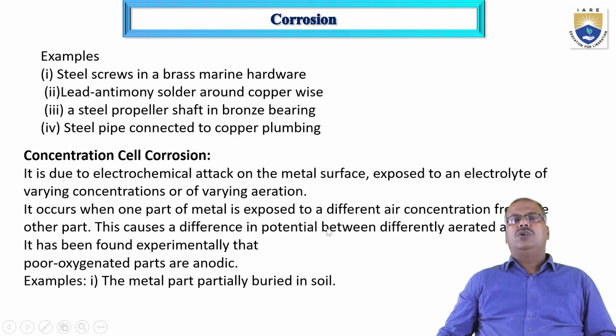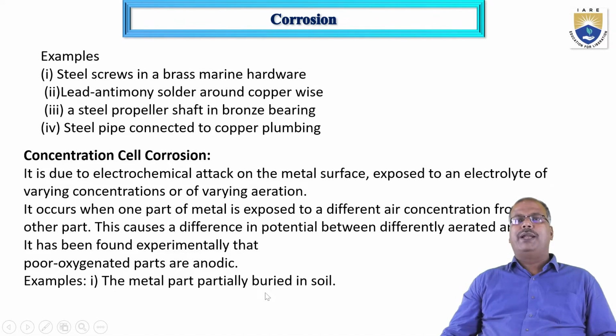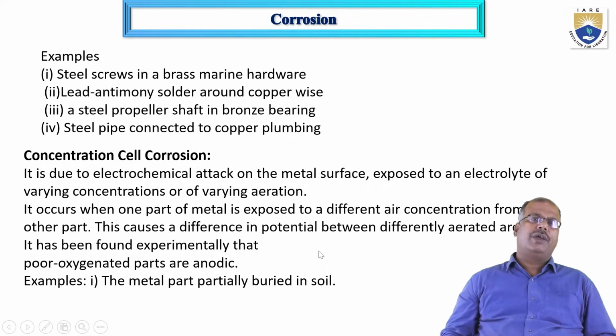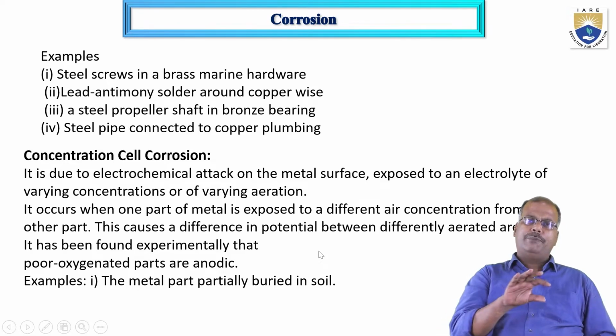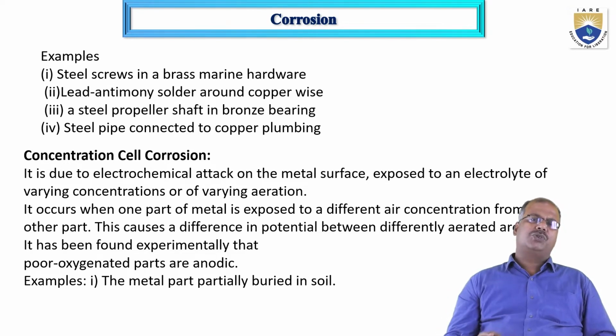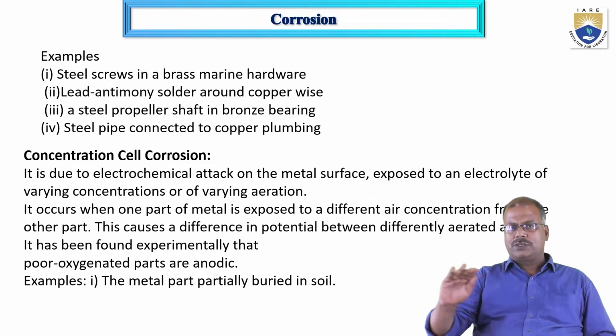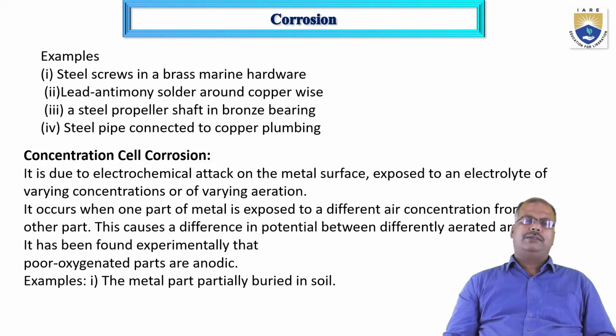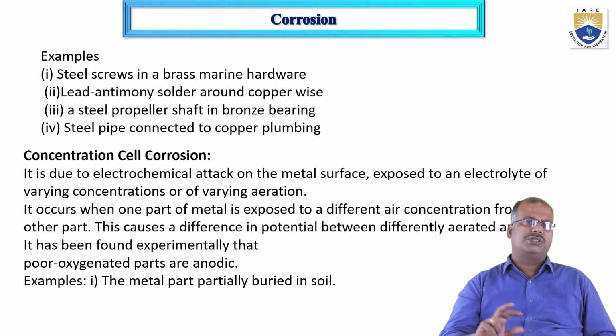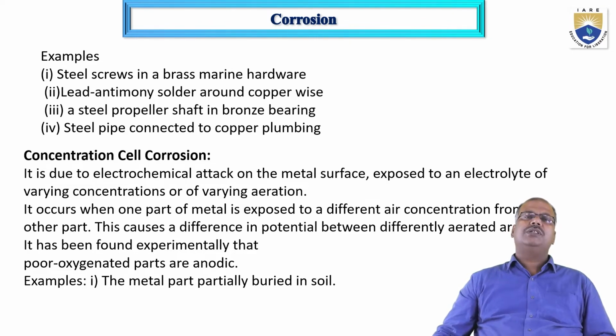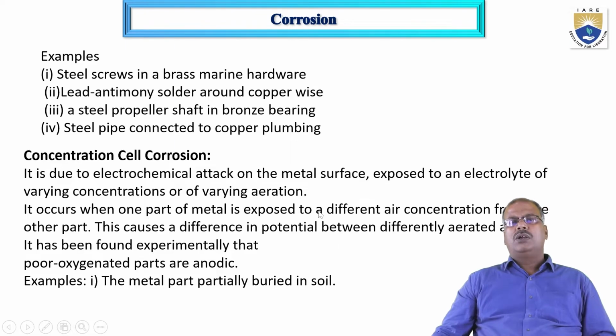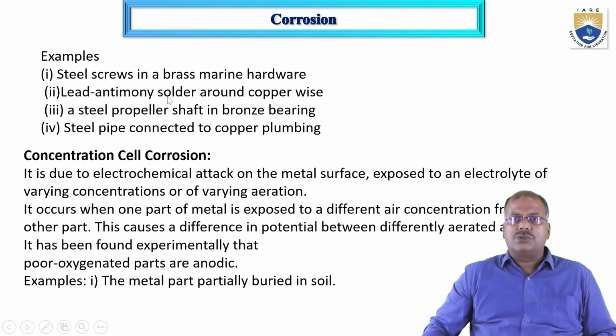So for example, the metal part partially buried in soil, means the buried portion of the metal has less oxygen, whereas the portion totally exposed to air has more oxygen. So due to this difference in oxygenated areas, an electrochemical concentration cell develops with anode and cathode, and due to that this corrosion happens. That's why it is called concentration cell corrosion.